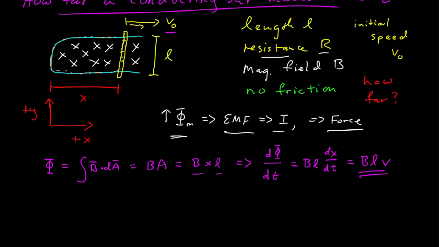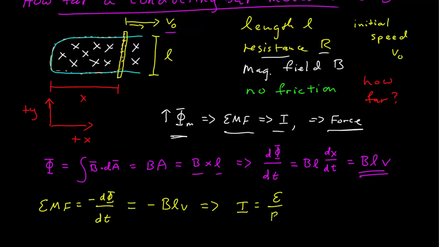Now we want to calculate the EMF. The EMF is equal to the negative derivative of the flux, which is equal to negative BLv. And if that's the EMF, now we can find the current. The current is the EMF over the resistance. We said that the resistance through all the rails is 0, so the only relevant resistance is the resistance in the bar, which is R. So the current is BLv over R. Current is just a positive number.